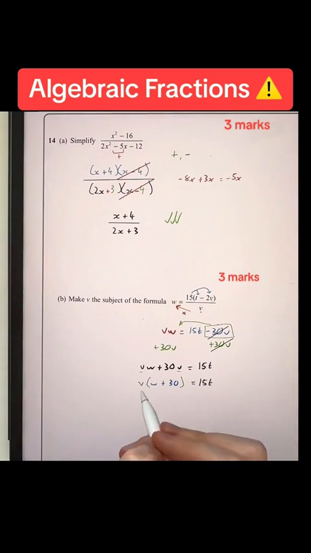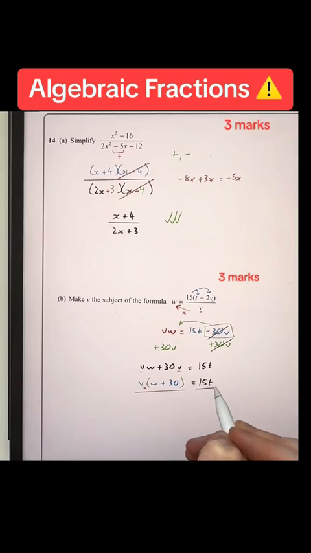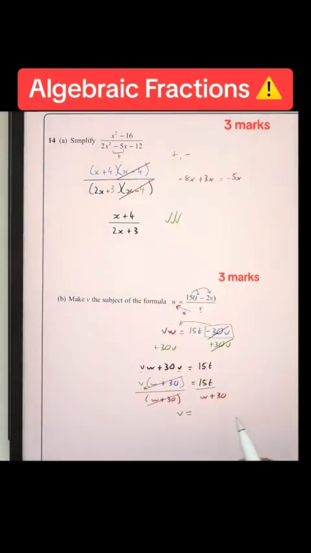As I want to make v the subject, I know the opposite of multiply by w plus 30 is to divide both sides of my equation by w plus 30. On the left-hand side, I know w plus 30 over w plus 30 will cancel. Hence, on the left-hand side, I'm just left with positive v. And that's equal to, on the right-hand side, 15t over w plus 30.